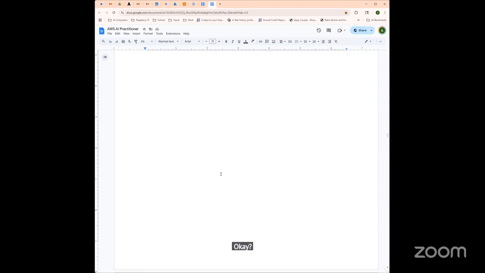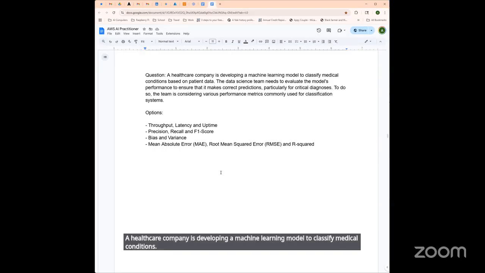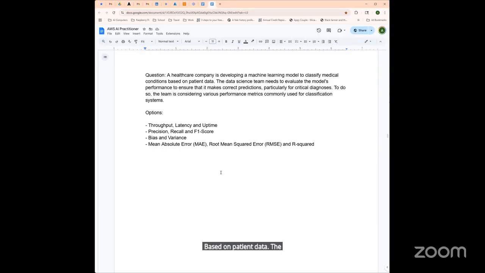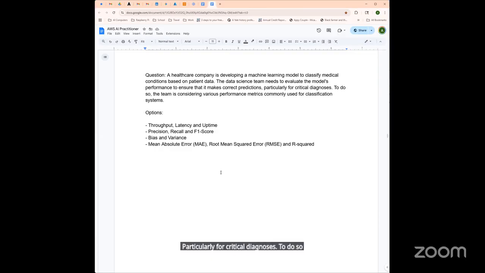All right, next question. A healthcare company is developing a machine learning model to classify medical conditions based on patient data. The data science team needs to evaluate the model's performance to ensure that it makes correct predictions, particularly for critical diagnoses. To do so, the team is considering various performance metrics commonly used for classification systems. So, precision, recall, and F1 score.